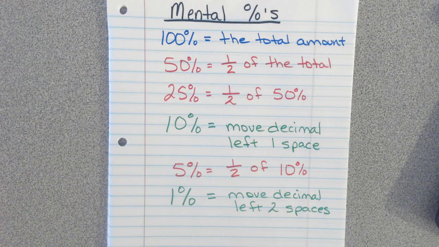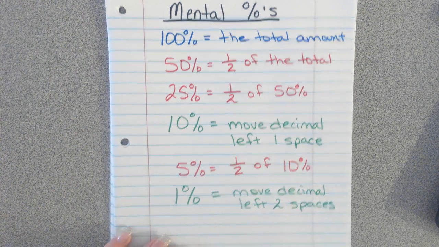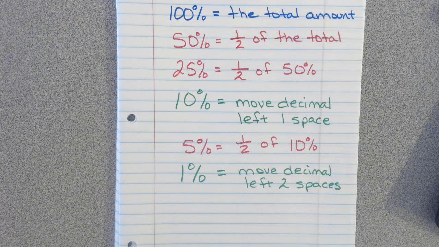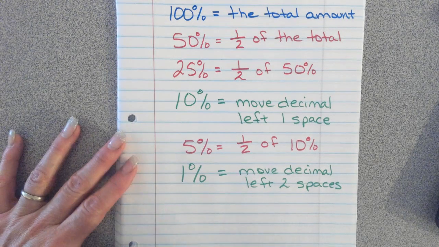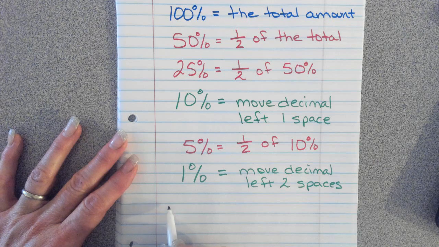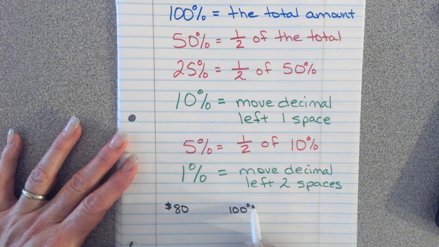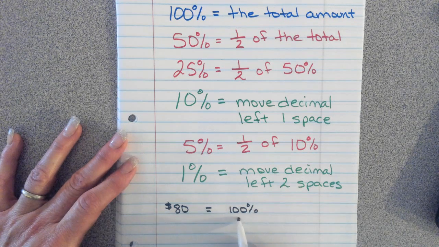Okay, so when you're finished writing these, you can put them in your notes, and let me give you just an example of what we're talking about. Oh, I think I might have room at the bottom. Okay, let's say I've got something that cost $80, and 100% would equal that $80. Well, then 50% would be half that amount, so half of 80, $40.